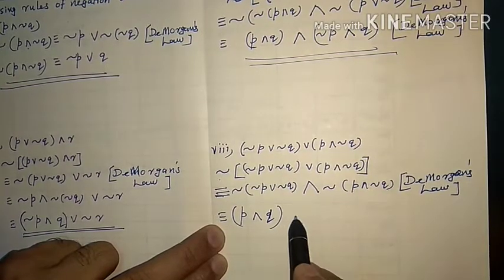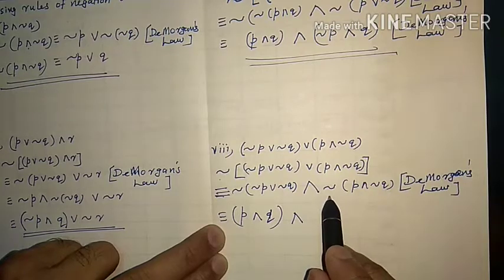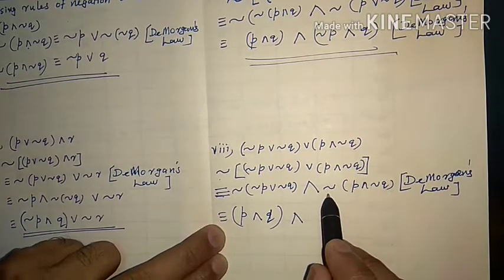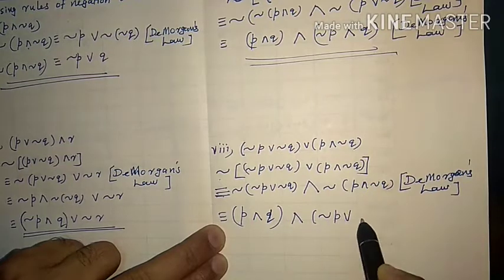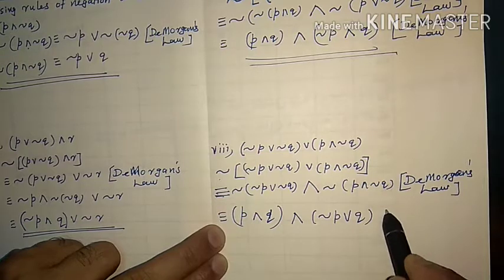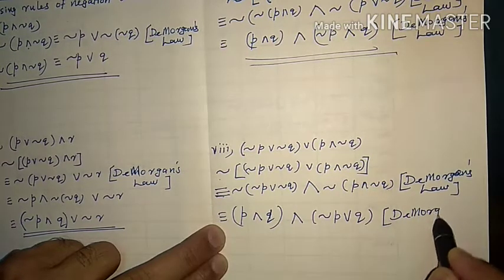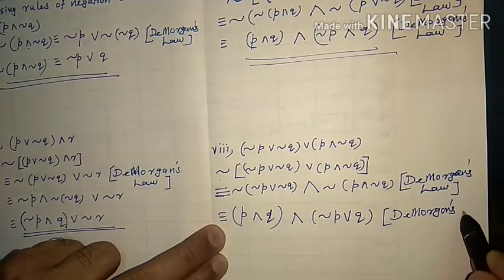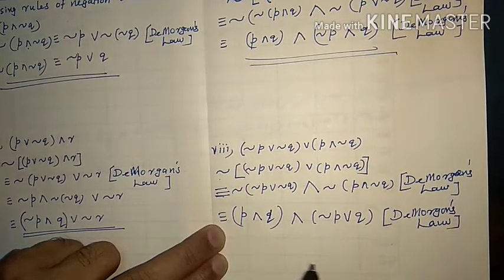De Morgan's law. Now this conjunction as it is, this negation P, conjunction becomes disjunction. Negation of negation Q is Q. Again we are using De Morgan's law. Now this statement is this much only.